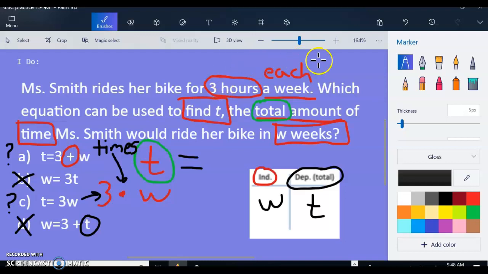The word each is going to signify, okay, it's going to mean that we're going to be dealing with a multiplicative relationship. I'm going to abbreviate this, just M-U-L-T, kind of running out of room. Okay, we are going to have a multiplicative relationship in this problem because she rides her bike for 3 hours a week or each week. So therefore, the only equation that would make sense here is going to be answer choice C. This is going to be our correct answer right here. Our equation is going to equal T equals 3W.